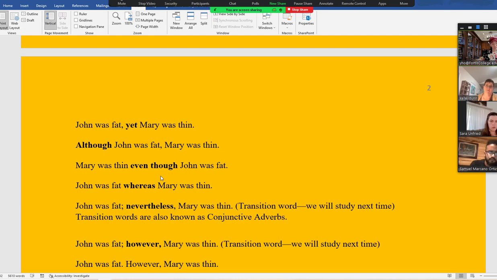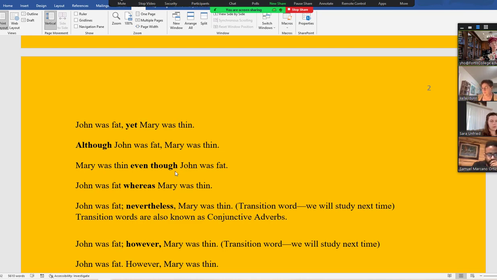So even though is a subordinating conjunction, and so although, even though, whenever you have a subordinating conjunction in front of an independent clause, then the subordinating conjunction renders that independent clause a dependent clause. And so whenever you have a dependent clause, can a dependent clause stand alone? No. Independent can. Why can't a dependent clause stand alone? Because it's dependent and because it's not a complete thought. Excellent. So if I just simply say, even though John was fat, that is not a complete sentence. That is a dependent clause, and that's also known as a sentence fragment.